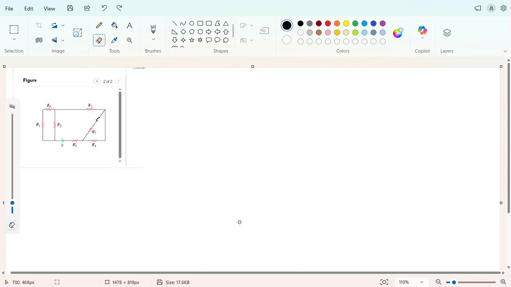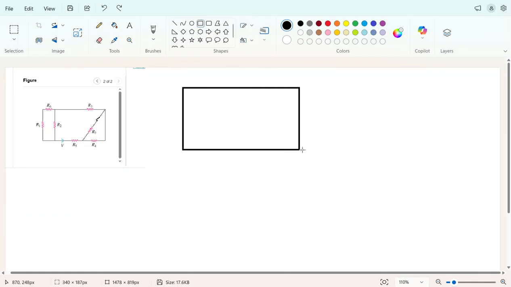We've got a little question here about how to take a complex circuit and break it down into something simpler and end up with an equivalent resistance. What we're looking for here then is a circuit that looks a little bit like this.